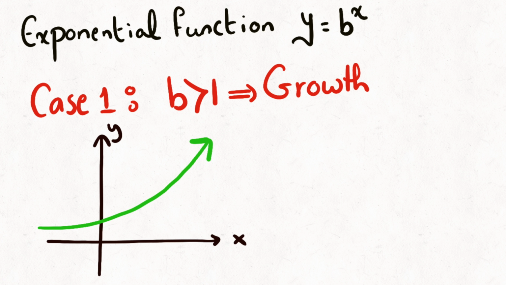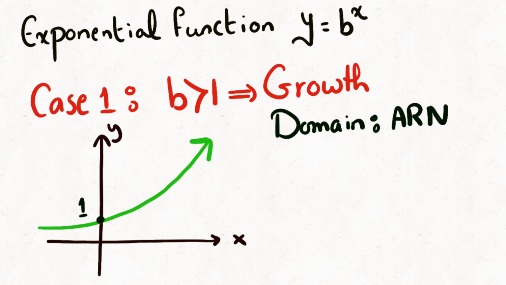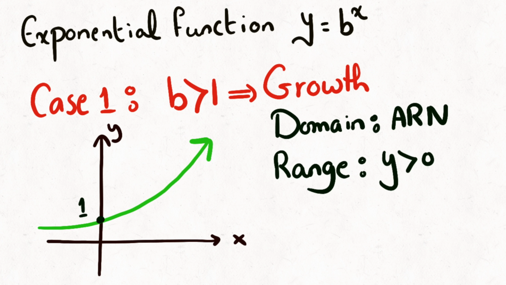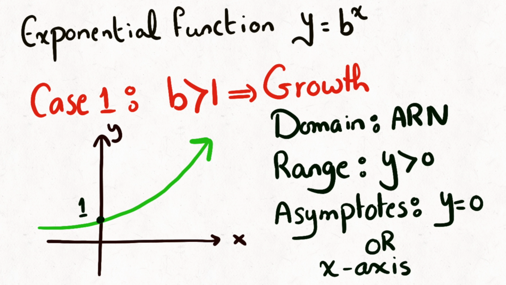When we speak about the domain, in any exponential function, the domain will always be all real numbers. The range in this case is y greater than 0. The asymptote is y equals 0, or the x-axis. Keep in mind this function has a y-intercept, which is the value 1, and no x-intercepts.